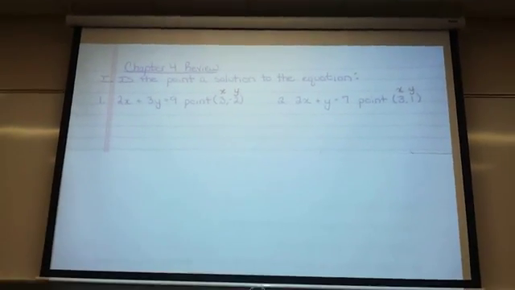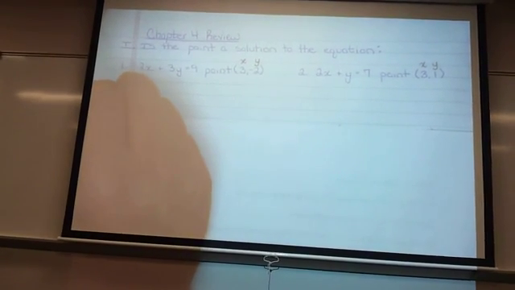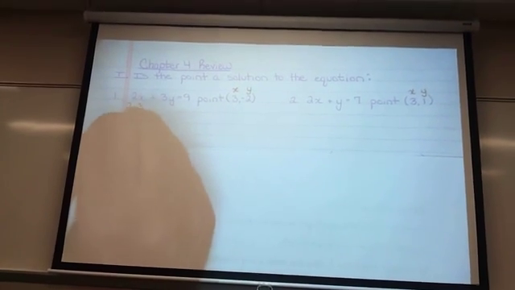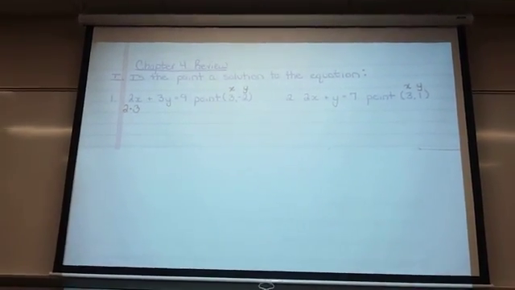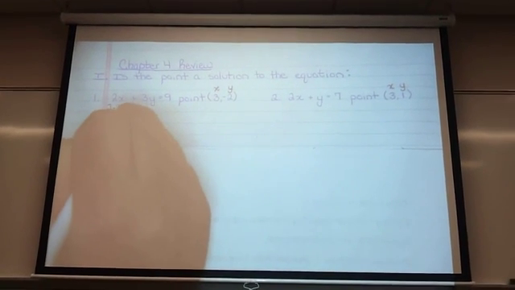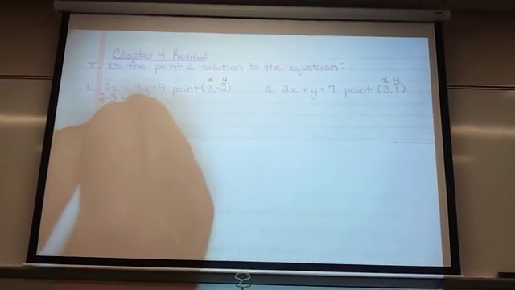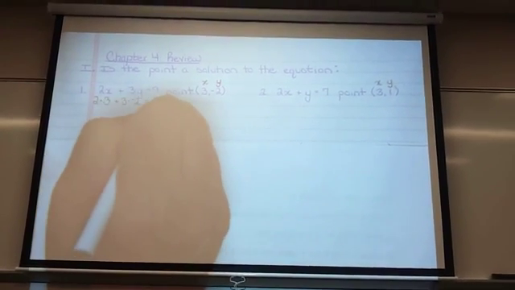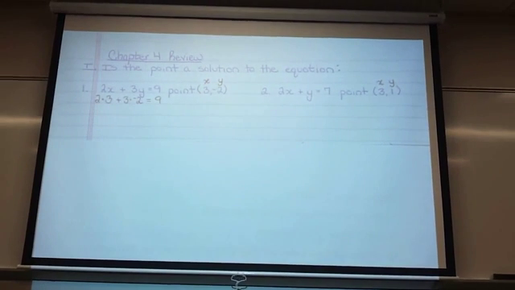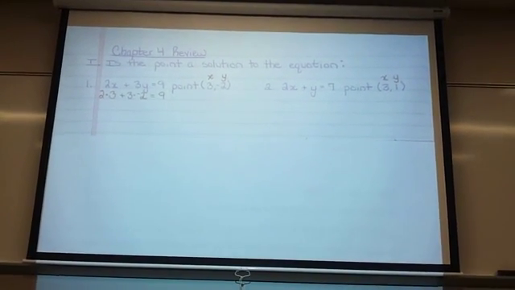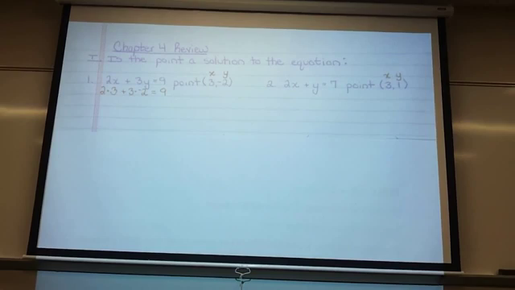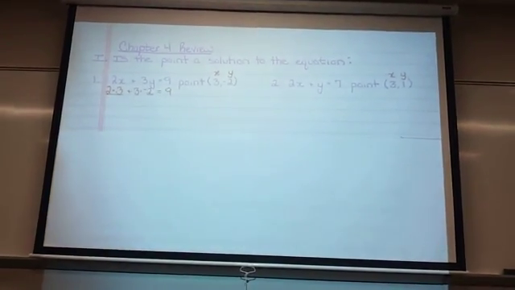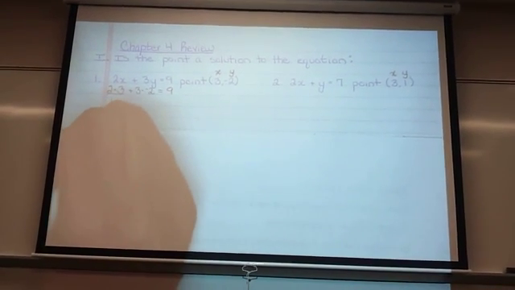Okay, I'm just going to start that first one. I've got 2 times my x, which is 3. So I'm just changing my x to a 3, plus 3 times my y, which is negative 2, equals 9. So all I did was change the letters to the appropriate numbers. Then you have to do your operations. So I've got to do my multiplication first. So 2 times 3 would give me 6.